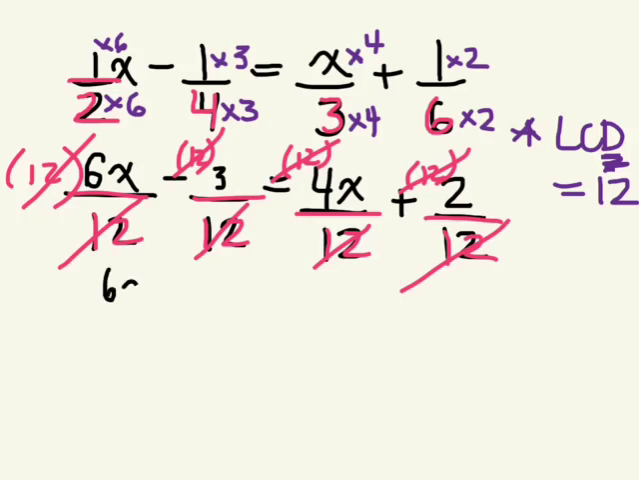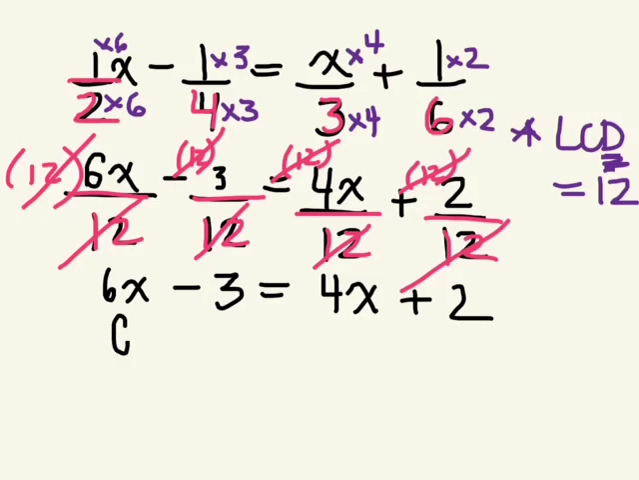We have 6x minus what? 6x minus 3. Yep. Equals 4x plus 2. Good. Now does this look way easier to solve? Yes. So we want to put all our variable terms together.